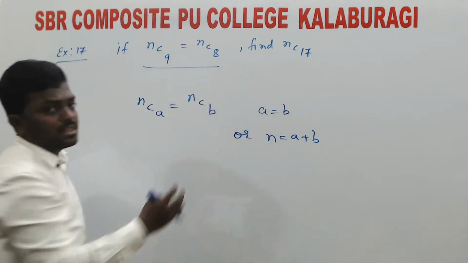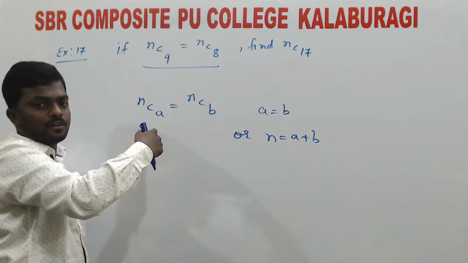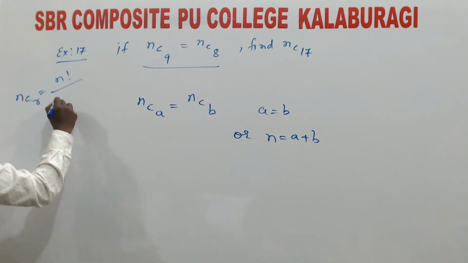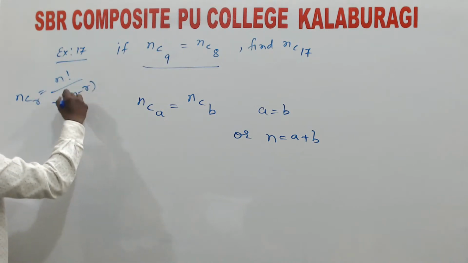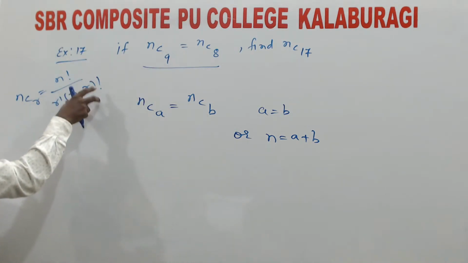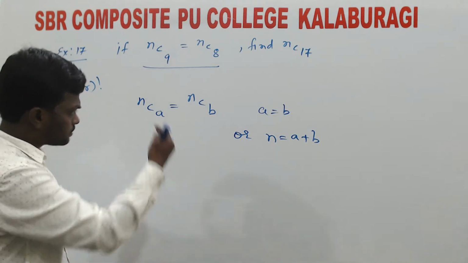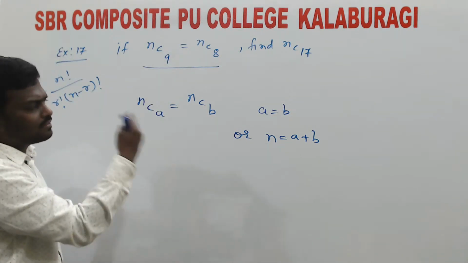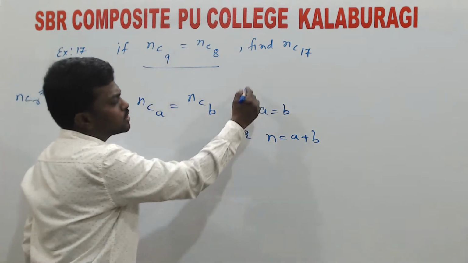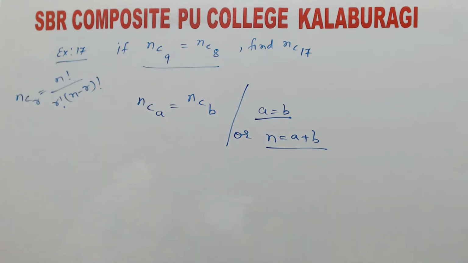You can solve them by the formula also. Don't worry, students. You can use n factorial by... so what's the formula of nCr? nCr is n factorial by r factorial into n minus r factorial. So what is r here? 9. So you can use the formula and solve also. But we have a property, right? So why use the long method here? It represents in this manner, nCa is equal to nCb. So it's either a equal to b or n equal to a plus b. Just now we have seen.